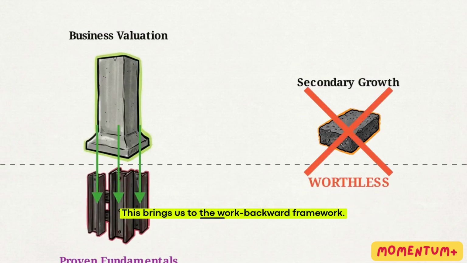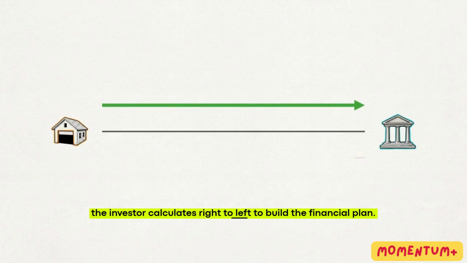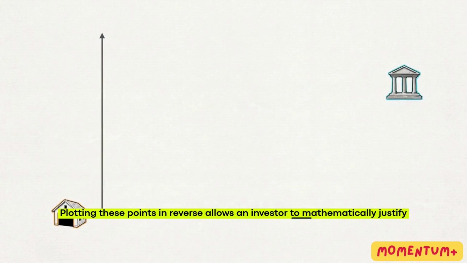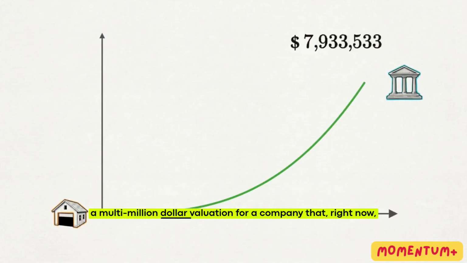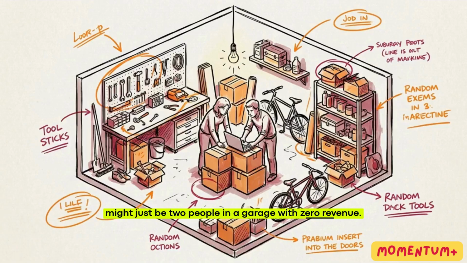This brings us to the work backward framework. While a founder pushes forward, left to right, to build the business, the investor calculates right to left to build the financial plan. Plotting these points in reverse allows an investor to mathematically justify a multi-million-dollar valuation for a company that, right now, might just be two people in a garage with zero revenue.